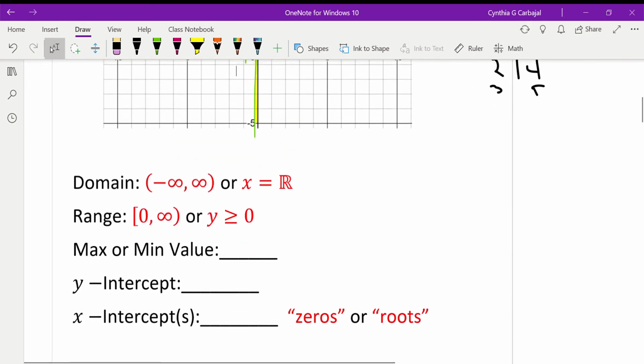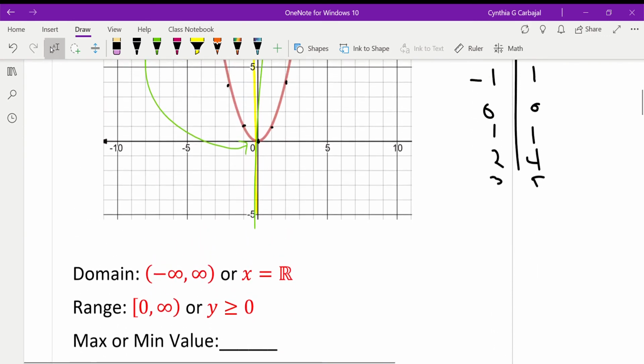Here, the domain from left to right, the parabola is opening forever and ever to the left, forever and ever to the right. That's why it's negative to positive infinity. We can also say all real numbers, and that's what this R represents, all real numbers.